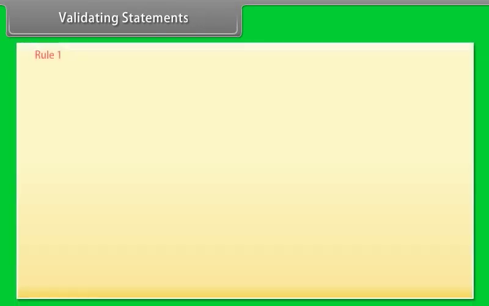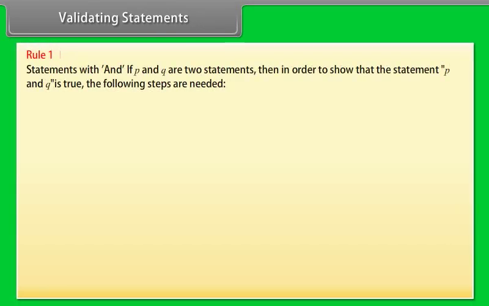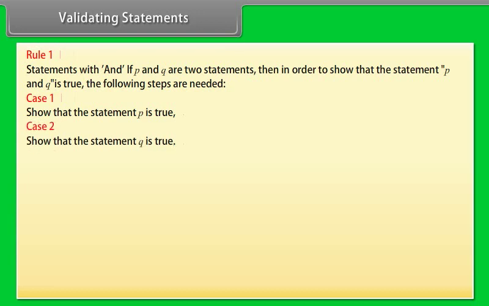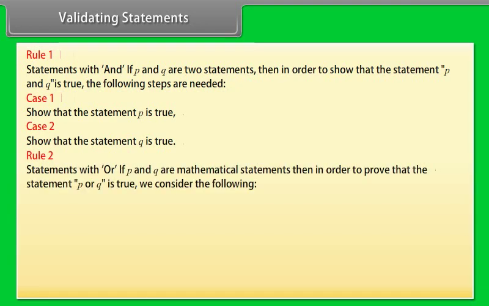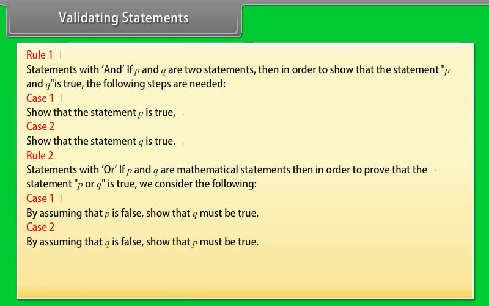Validating statements. Rule 1. Statements with AND. If P and Q are two statements, then in order to show that the statement P and Q is true, the following steps are needed. Case 1. Show that the statement P is true, and Case 2. Show that the statement Q is true. Rule 2. Statements with OR. If P and Q are mathematical statements, then in order to prove that the statement P or Q is true, we consider the following. Case 1. By assuming that P is false, show that Q must be true. Case 2. By assuming that Q is false, show that P must be true.